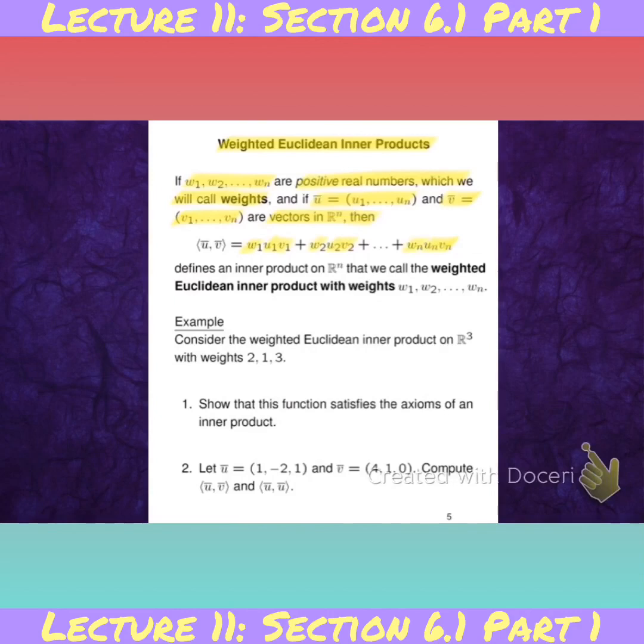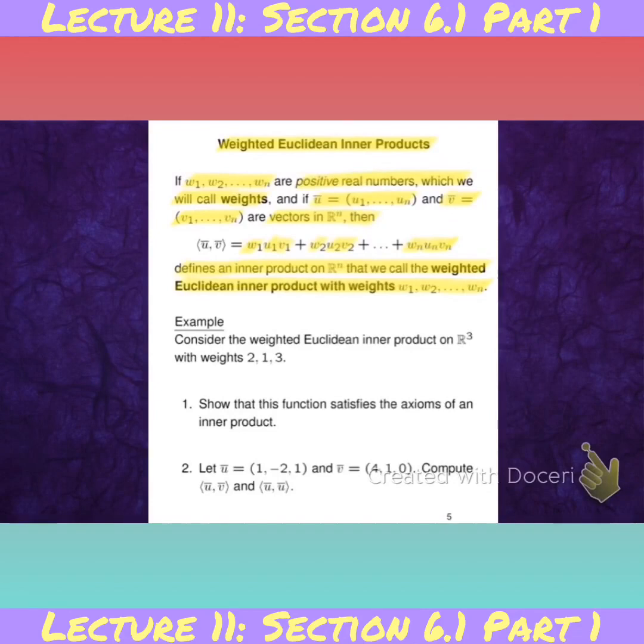So it works very similar to the dot product, but it just adds the weights. And that in fact satisfies all the definitions, all the axioms of an inner product. It is an inner product, and it's called the weighted Euclidean inner product with weights w1, w2 up until wn.